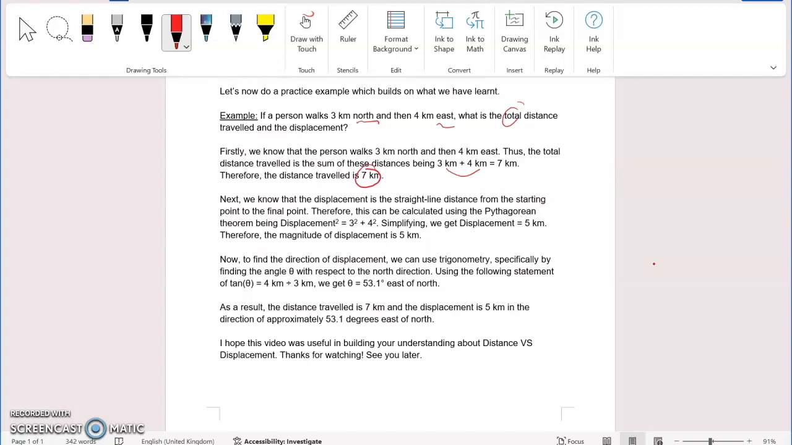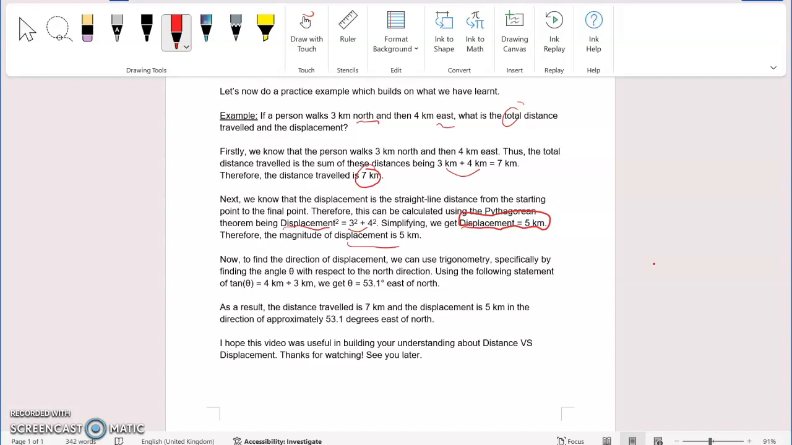Next, we know that the displacement is the straight line distance from the starting point to the final point. Therefore, this can be calculated using the Pythagorean theorem, being displacement squared equals 3 squared plus 4 squared. Simplifying, when we square root both sides we take the positive case, because distance can only be a positive number, and displacement can also only be a positive magnitude. That gives us 5 kilometers. Thus, the magnitude of the displacement is 5 kilometers.